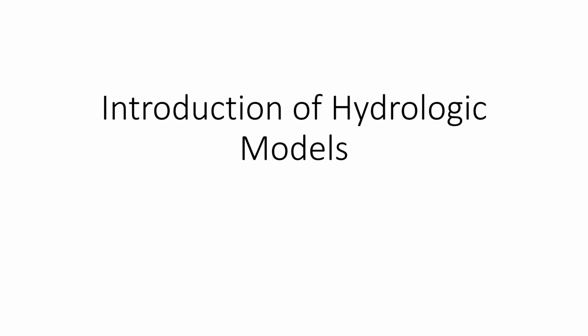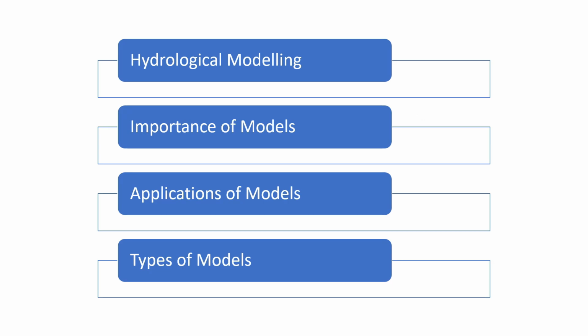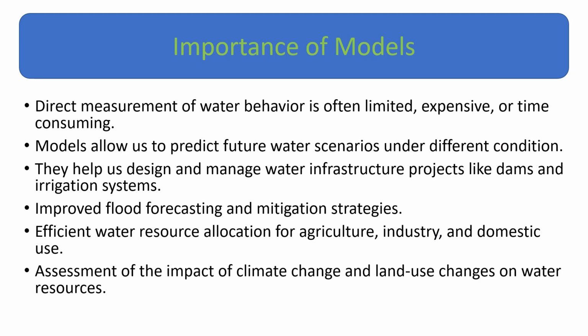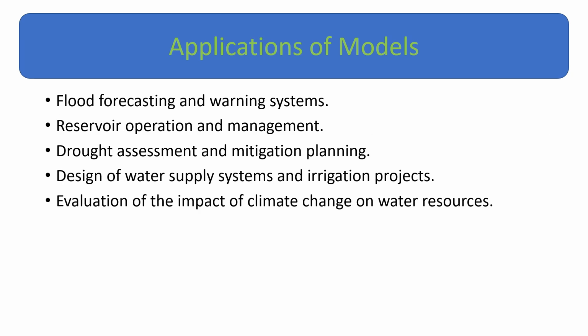Lumped models, also known as single cell models, represent an entire watershed as a single unit. In these models, the entire area is considered a single system, and the inputs, such as precipitation, and outputs, such as stream flow, are aggregated for the entire area. They are commonly used for quick assessments and preliminary studies.